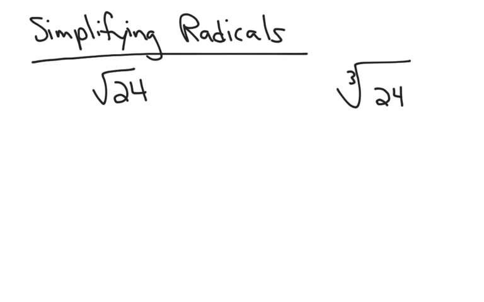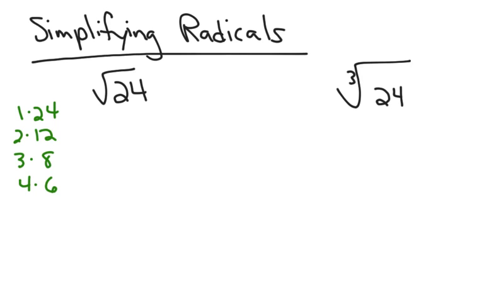Now let's talk about simplifying radicals. This is something that we did in Algebra 1, but it's probably been a while since we've done it. In order to simplify radicals, I'm going to show you two different methods. One method is to determine all the pairs of numbers that multiply together to give you the radicand. And then you pick the pair that has the largest perfect square, I should say.